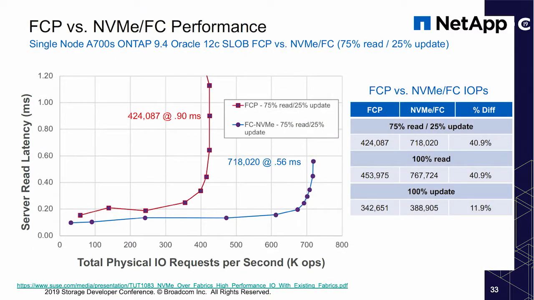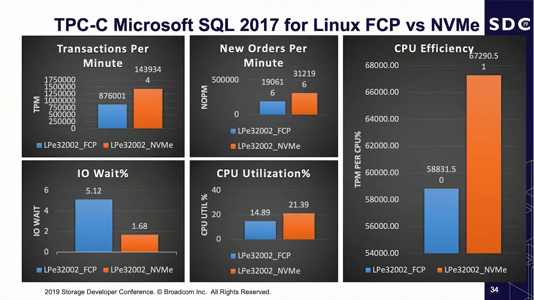So this is a test done by NetApp a while ago, and you can see that the latency is even, the IOPS, right? It hits a wall at some point, but for FC-NVMe, it is much later. You can see that it's 0.56 milliseconds. This is an old one. I just wanted to keep it to show you that one. All right.